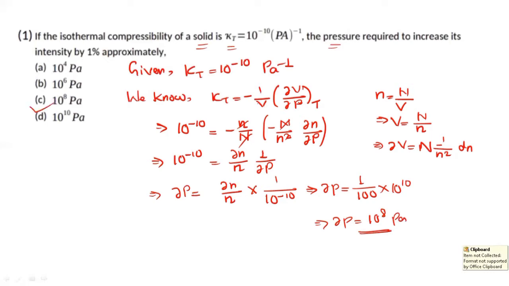So you can just see it is given to us that the isothermal compressibility is equal to 10 to the power minus 10 for the solid. We have written the formula for kappa T and just substituted the values. Okay. Now let's see the next question.